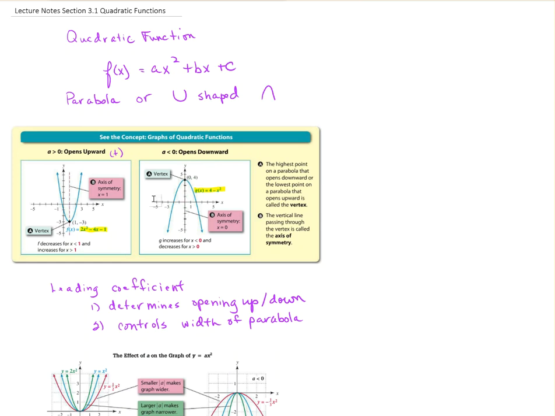The vertex here is 0, 4. Vertex here is 1, negative 3. So just general information. We have a vertex and we have an axis of symmetry. The leading coefficient, this a in our form, determines whether it opens up and down. If it's positive, it opens up. If it's negative, it opens down. It also controls the width of the parabola.